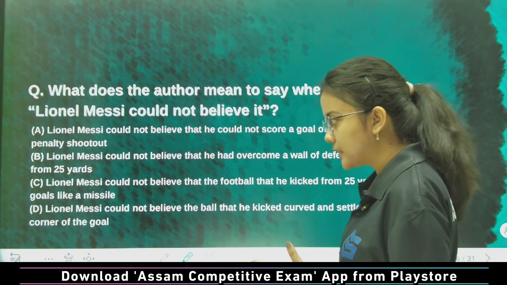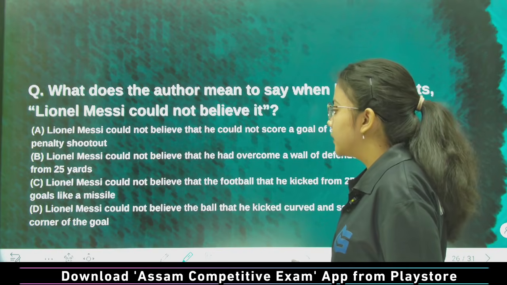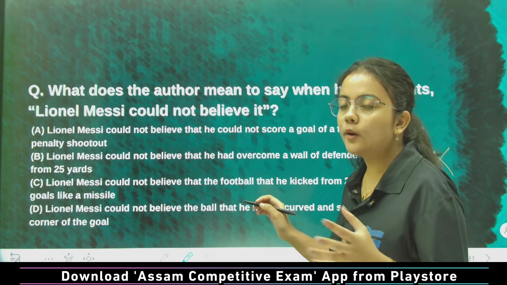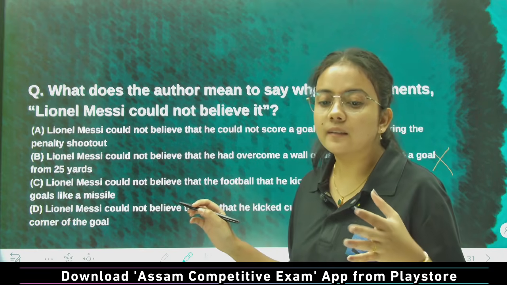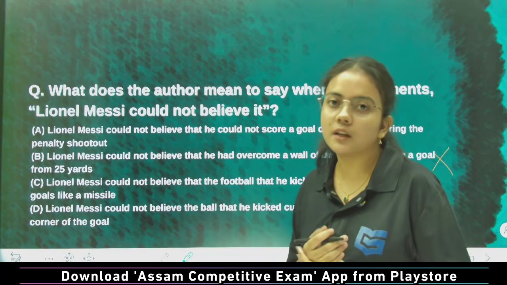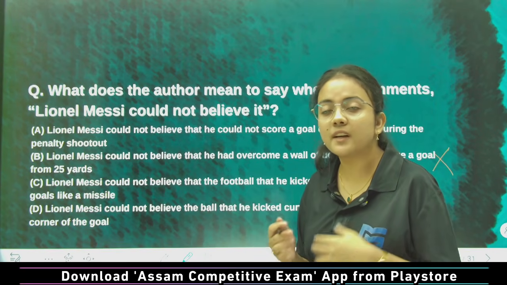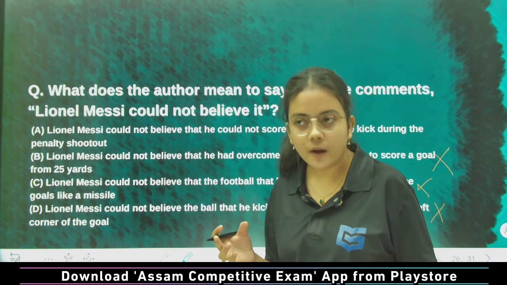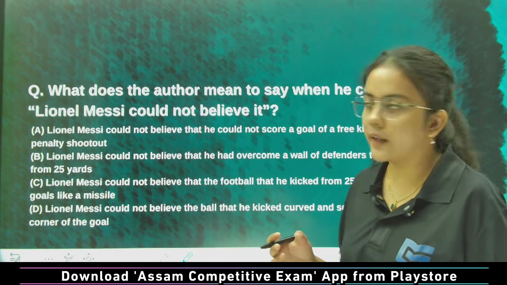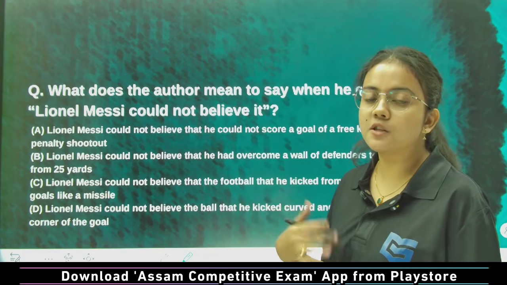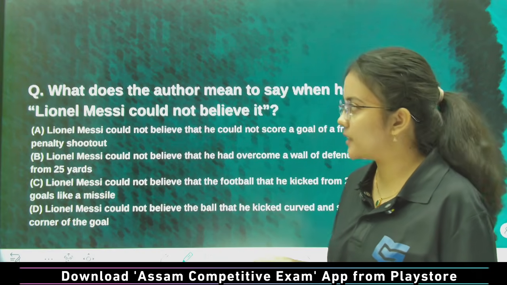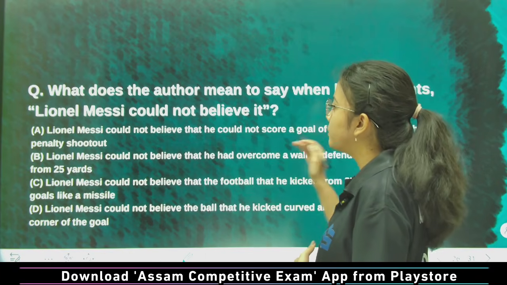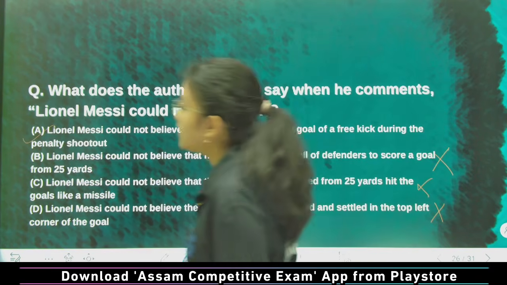This was also against the US, I suppose. So even not this one. So what he could not believe was that the goal, which was far more difficult to score against the US, he was able to score such a goal. He was able to secure a goal there, but against Chile in a penalty shootout he failed. So it is in this context that the author said that Lionel Messi could not believe it. Okay, so A is the correct answer.